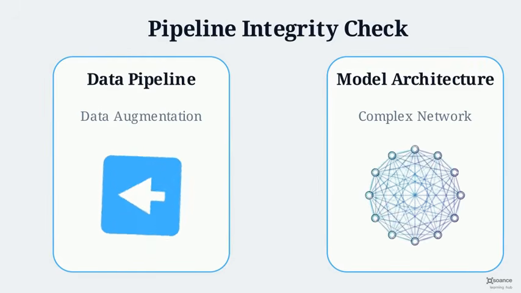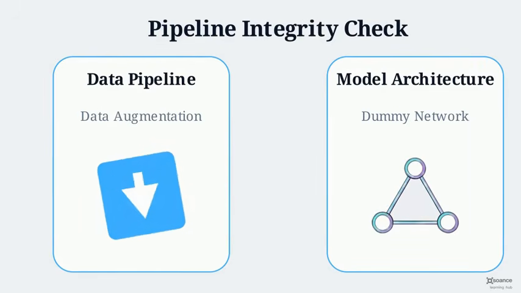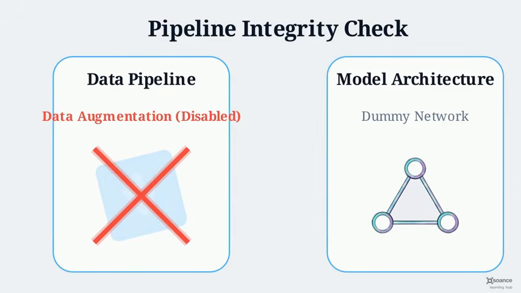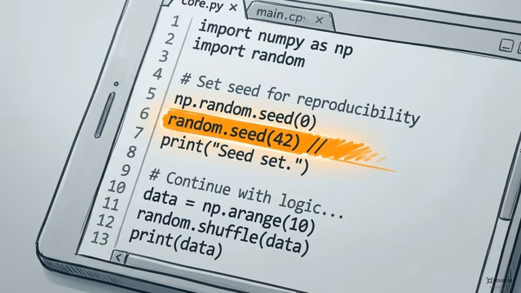Now we test the code pipeline itself. To do this, swap in a dummy neural network with just a few layers and strictly disable all data augmentation. Deep learning involves intentional randomness, from weight initialization to dropout. You must set specific random seeds in your code so that your results are reproducible, and any bugs can be consistently triggered and tracked. With a static seed, we can mathematically verify our initialization.